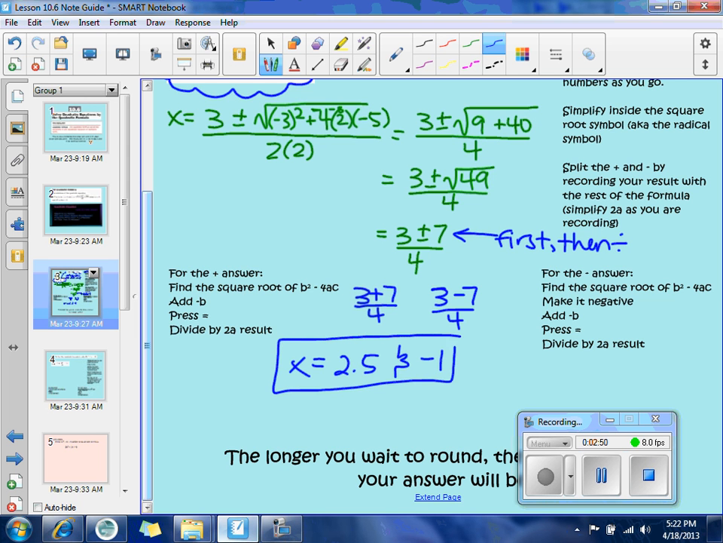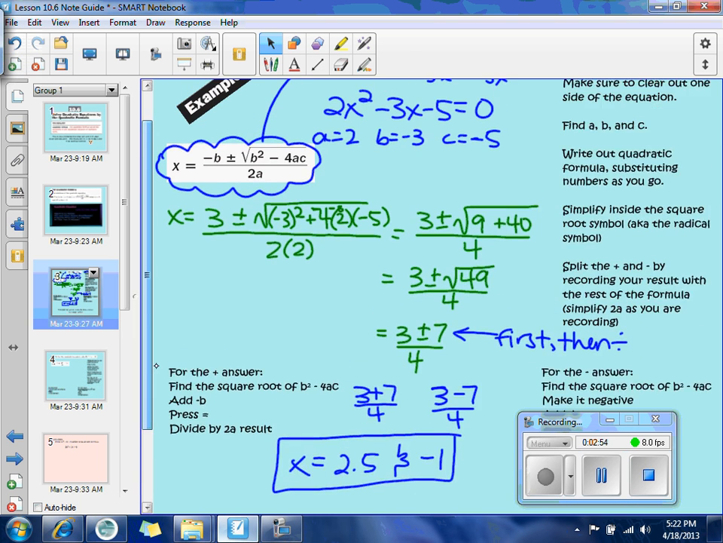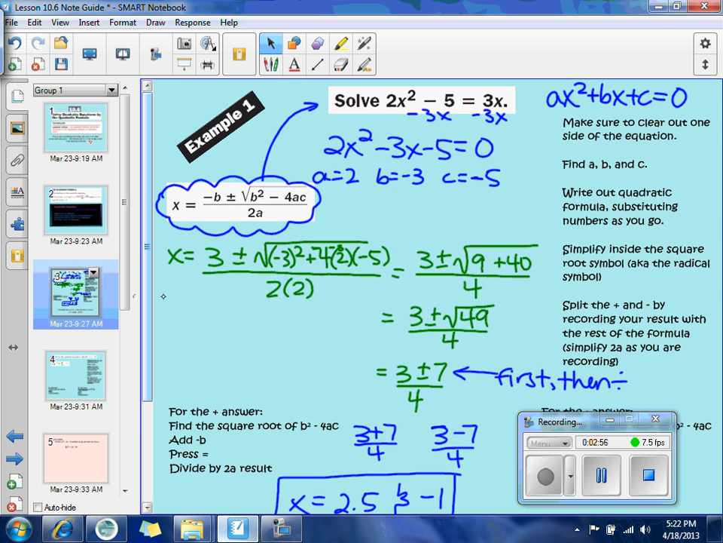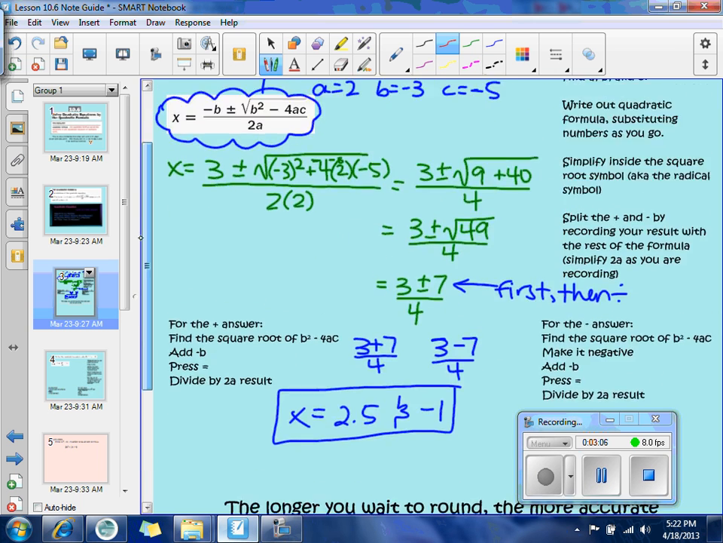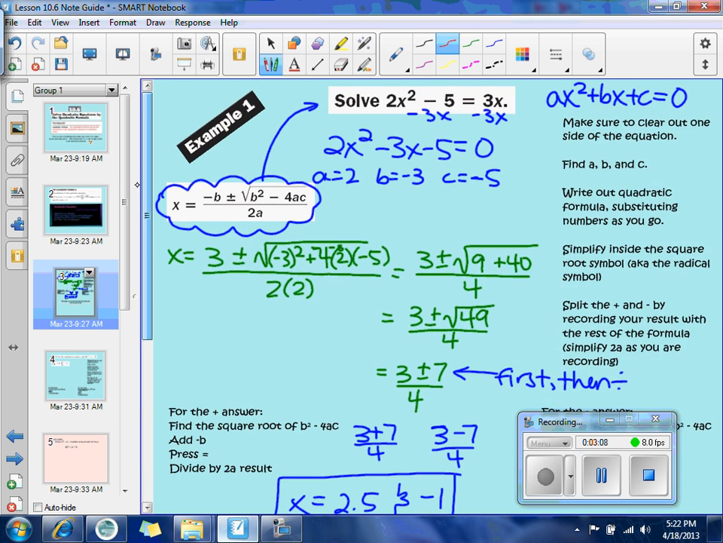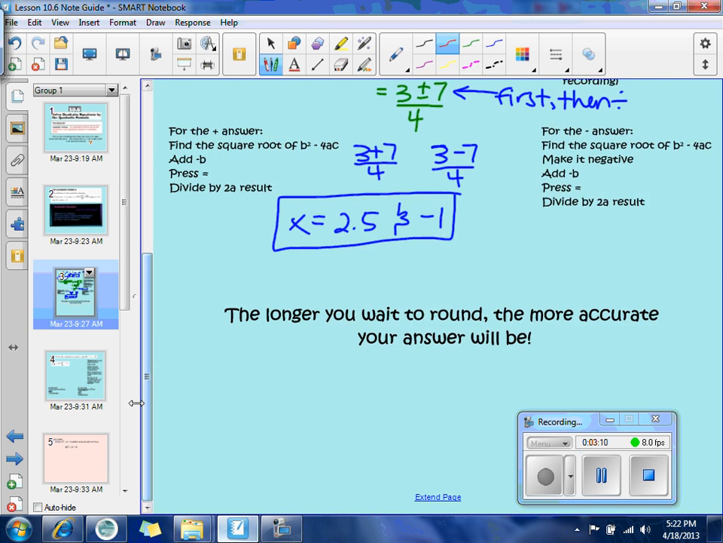Here are my two values of x. Those are the two values that solve this equation, that original one that we were working on. You can actually prove it in the equation. So we had 2x squared minus 5 equals 3x, right? If you plug in these values, it actually works. I'll show you with -1 because it's probably the easiest.